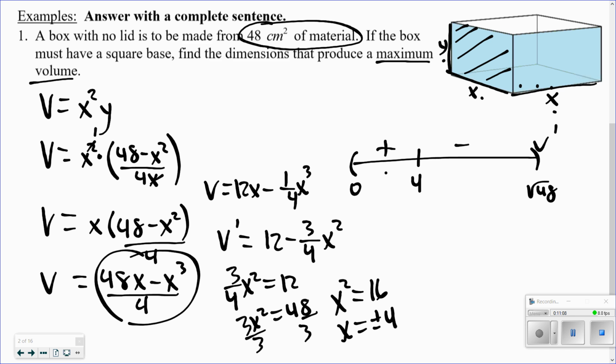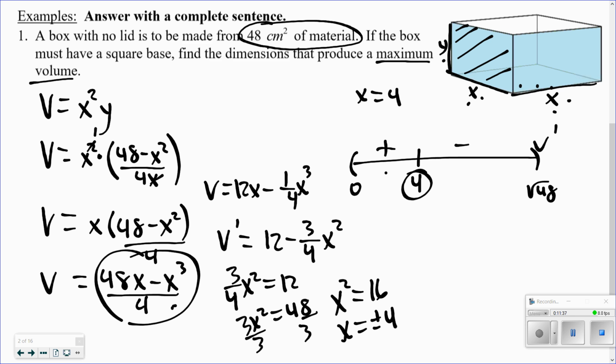The question is, we want to find out what dimensions would produce a maximum value. From our derivative, our volume function has a max at 4. It goes from positive slope to negative slope, so 4 is a max. That would be x equals 4, but make sure you answer the question. The question is asking, what are the dimensions? Well, it'd have to be 4 by 4, but I need the y value too.